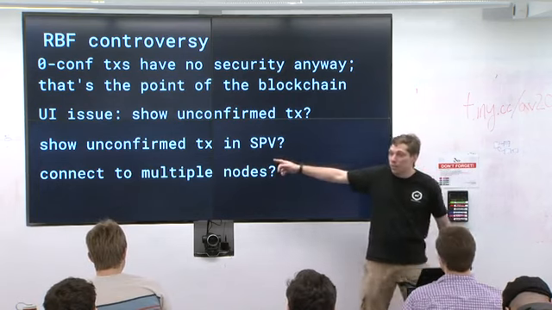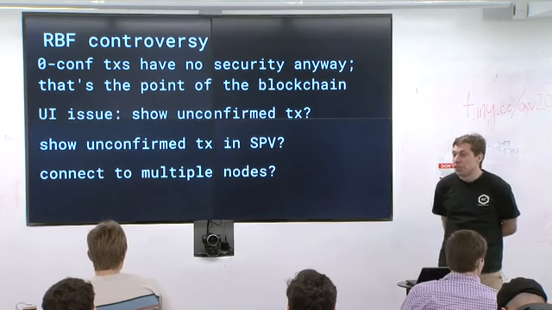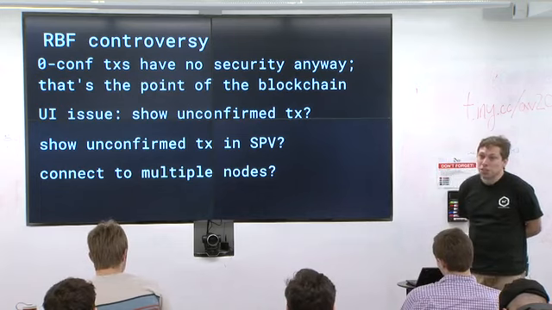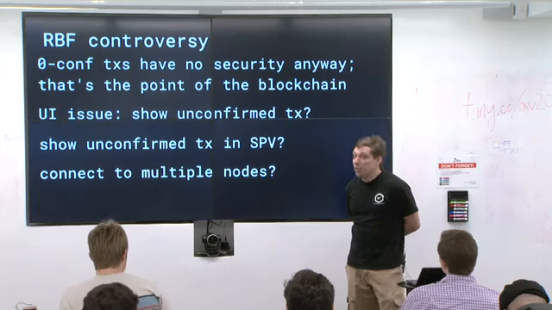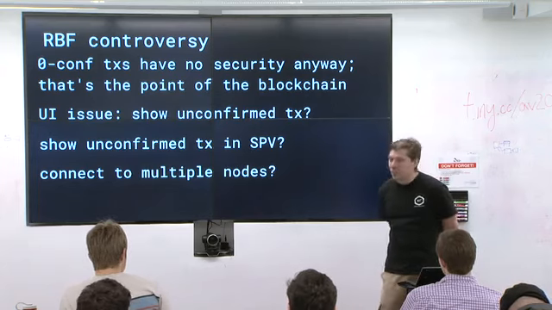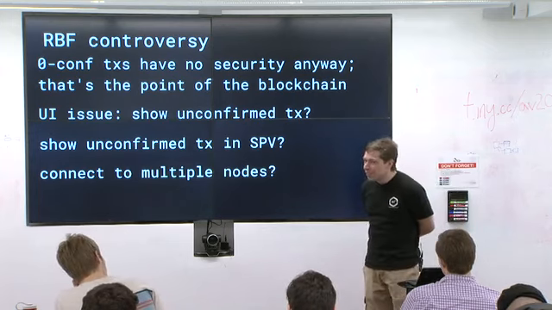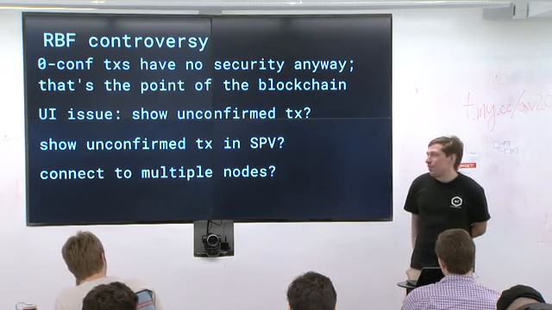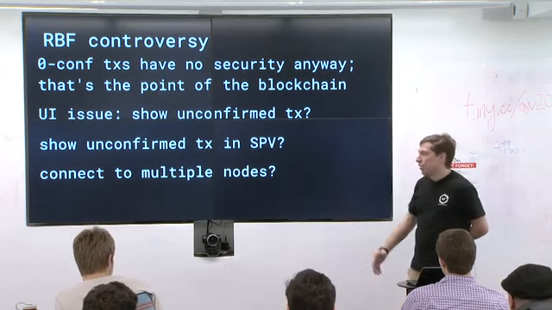If you're SPV and you see an unconfirmed transaction, you have no idea, right? Because you don't even know if it's spending outputs that exist, because you don't have a UTXO set. You can't verify the signatures. You don't even know what the keys are supposed to be. But most SPV wallets still show unconfirmed transactions because users want it. They want to know. Sometimes they'll put it in red text, like, hey, it's unconfirmed, or put a little question mark next to it. I would rather just not show it at all. I think it gives a misleading sense to users.